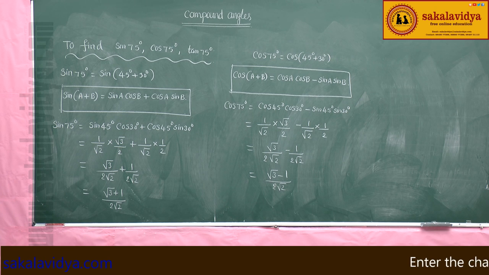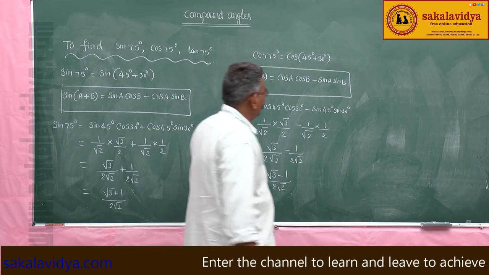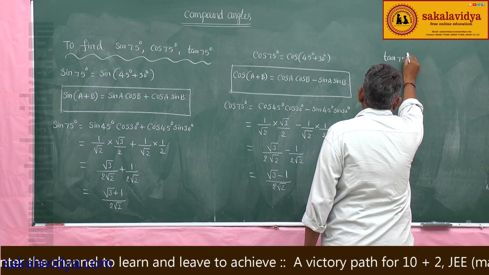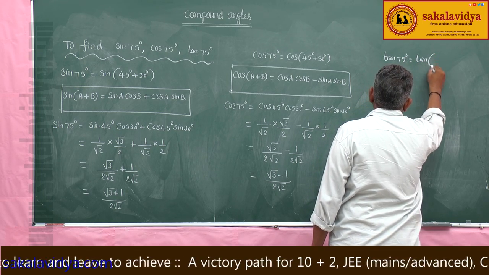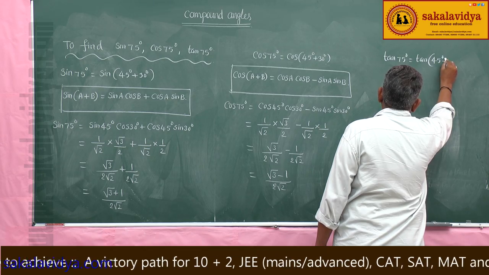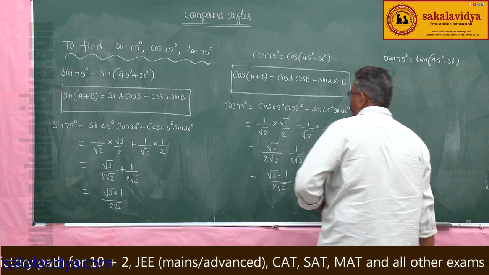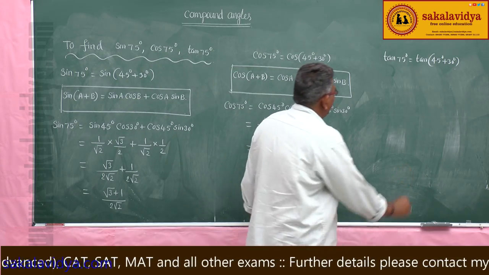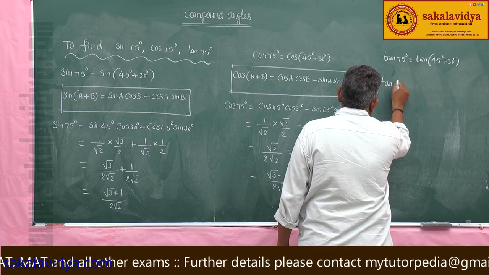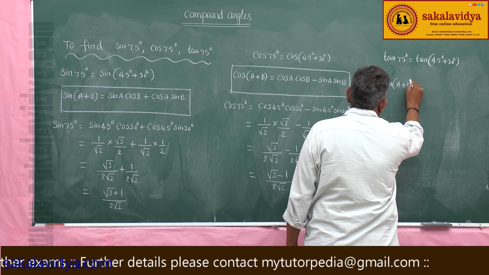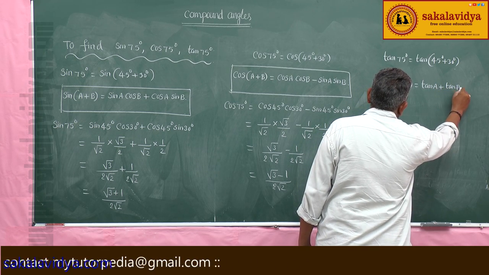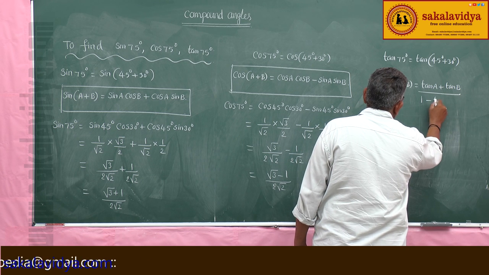Let us find out tan 75 degrees. Tan 75 is also written as tan of 45 degrees plus 30 degrees. Okay, let me revise the tan of A plus B formula. What is tan of A plus B? Tan of A plus B can be stated as tan A plus tan B by 1 minus tan A tan B.